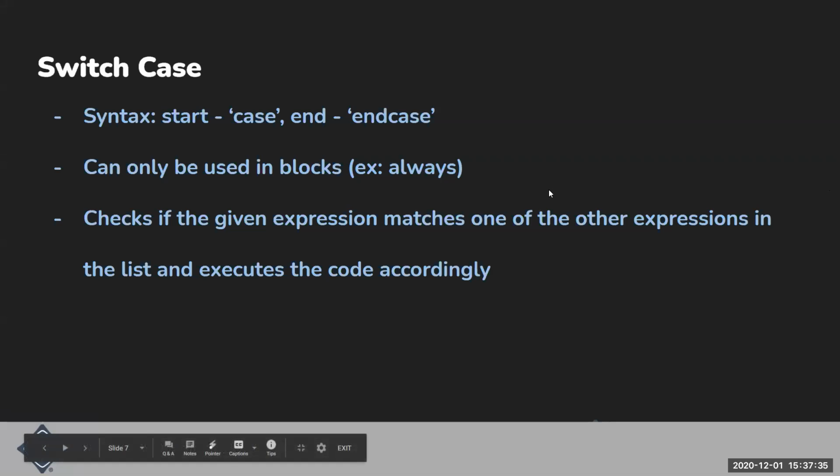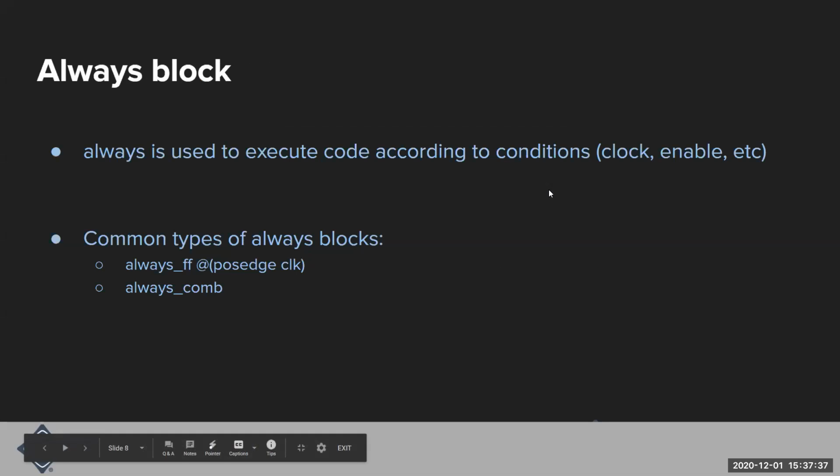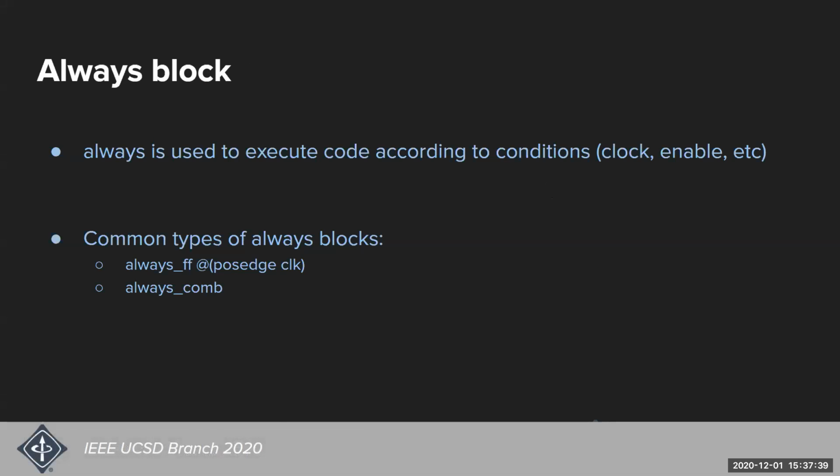And then I think we have two more things to cover before we actually get to programming our vending machine. This one is one of the most important: the idea of an always block. An always block is used to execute code according to different conditions. For example, our vending machine is going to be a sequential circuit, and therefore it has a clock, so we probably will only want to execute things according to that clock. That's the whole point of it, right?